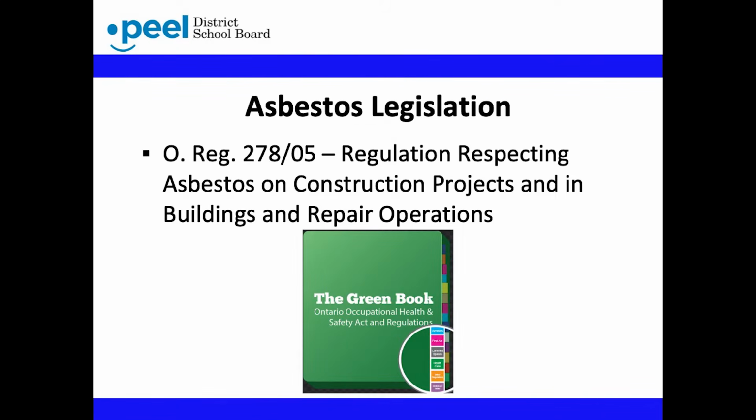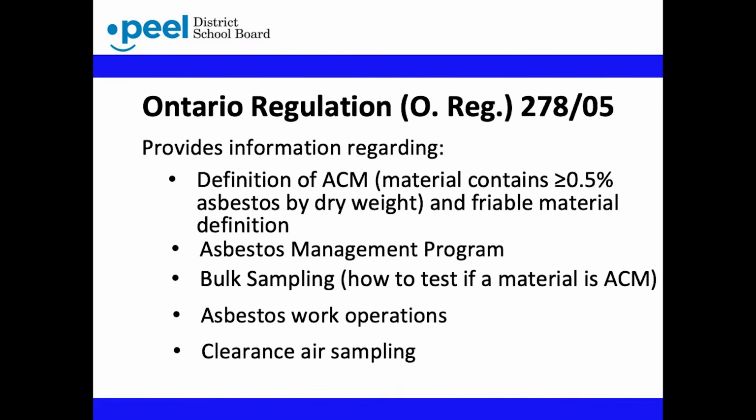In Ontario, under the Occupational Health and Safety Act, asbestos is prescribed as a designated substance and is regulated under O. Reg. 278/05, applicable to construction projects and in buildings and repair operations. O. Reg. 278/05 provides specific definitions and explanations of asbestos-containing materials and friable materials, implementation of an asbestos management program, bulk sampling requirements, asbestos work operations, and clearance air sampling requirements.